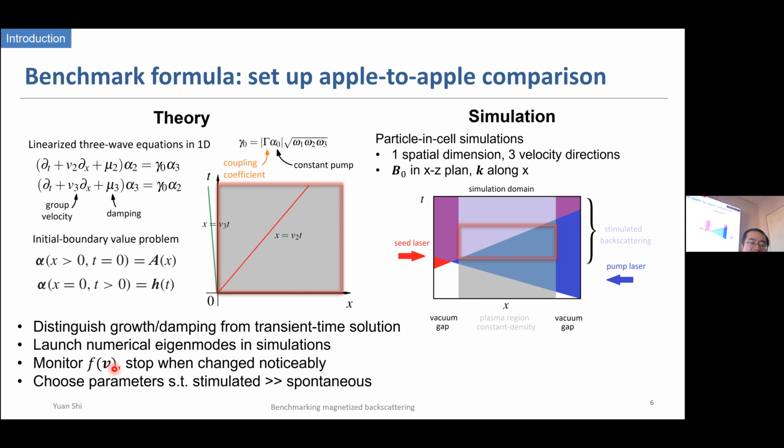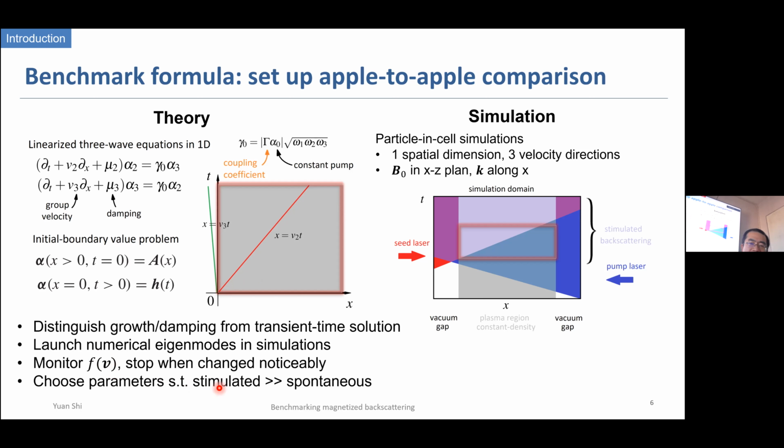Also, in kinetic simulations, your distribution function will also evolve. And once your distribution function evolves, that changes everything. So we want to watch the simulation and only use the data where the distribution function hasn't changed very much. That's an important thing we need to monitor.